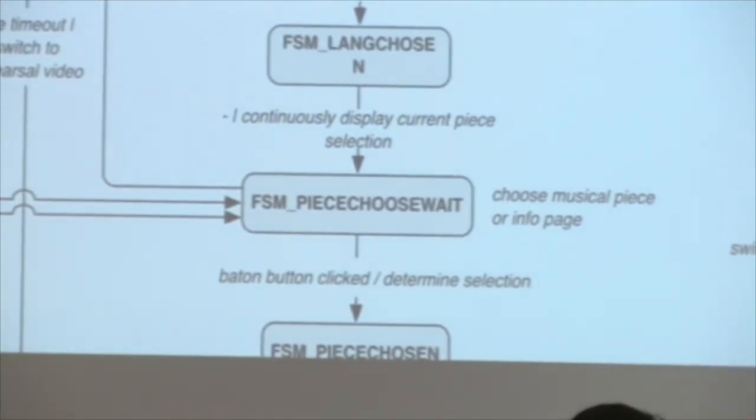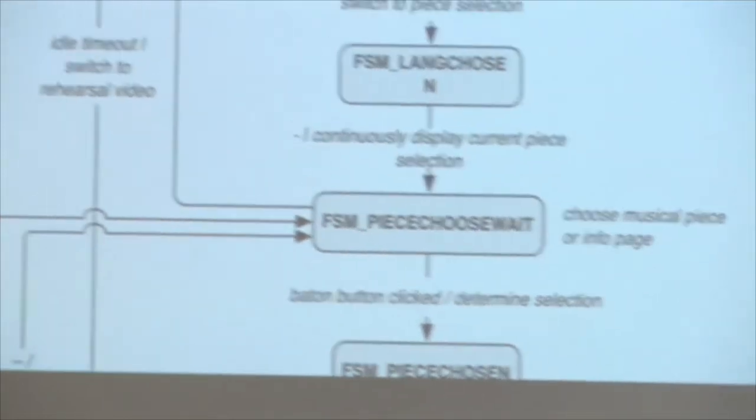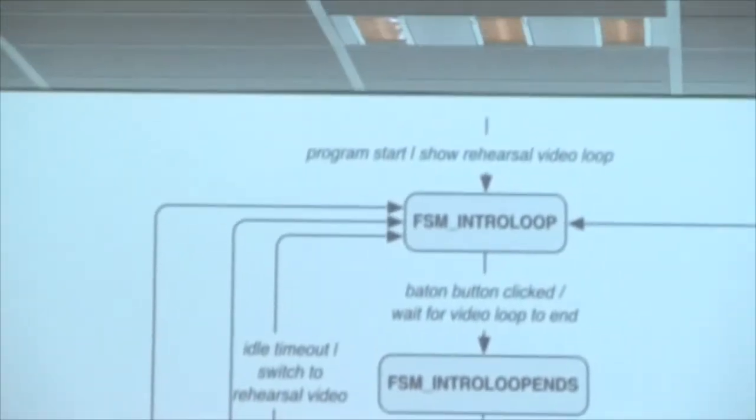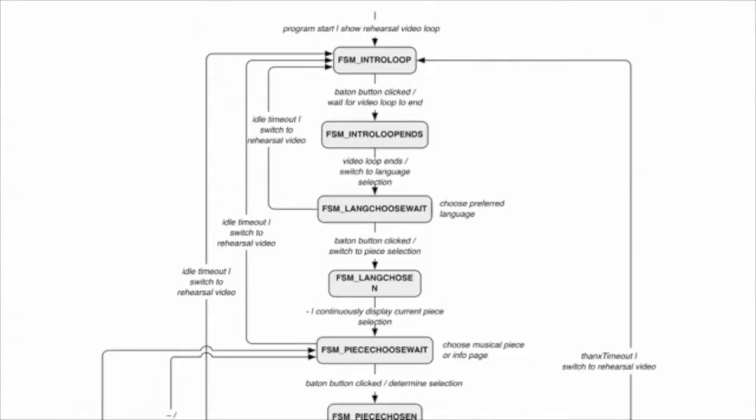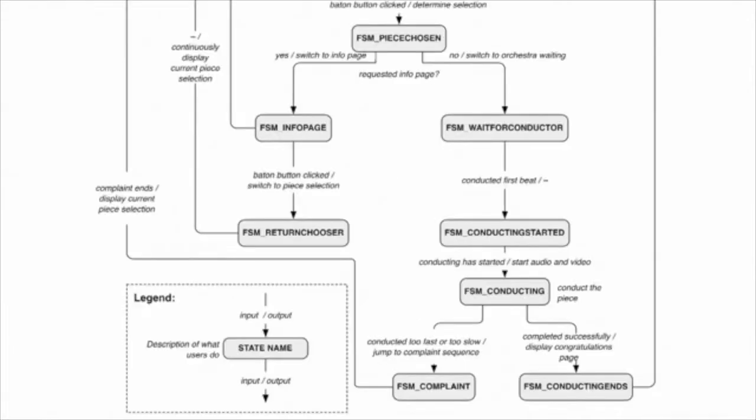And then we move to the piece chosen. If at any point the user just walks off and stops using the system, so that it becomes useful again after a while for the next user, we have a timeout that goes back to the intro loop. And you can see that's happening in various other states too. Whenever the user stops interacting with the system completely, we go back to the start screen after a while, so the system resets itself to a usable state for the next visitor.